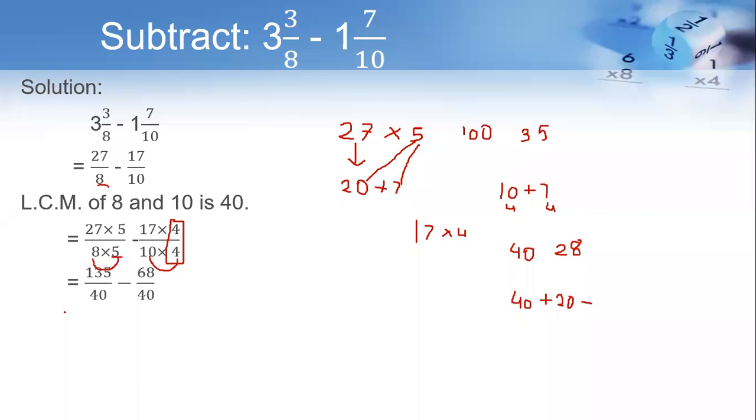Now subtract them. 135 minus 68. Also, you can subtract accordingly. Okay, look, 135, first subtract 60 from here. Subtract 60 mentally. Okay, that means 35.